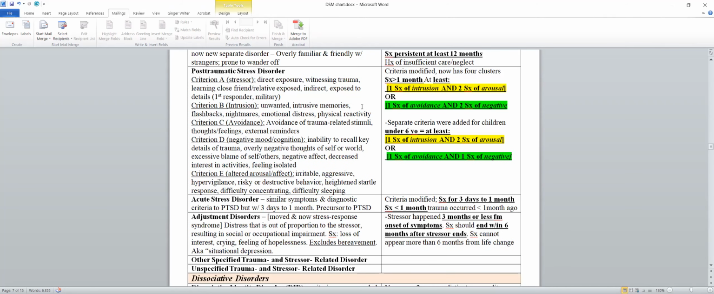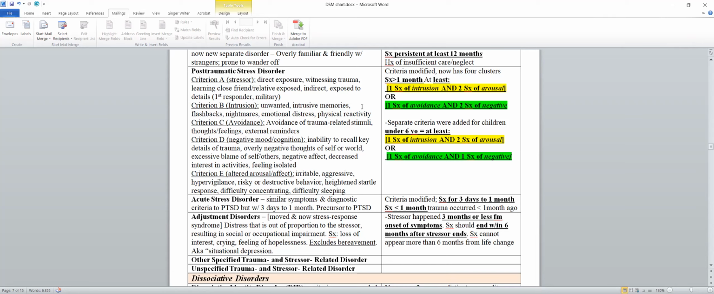Post-traumatic stress disorder. The criteria have been modified and now have 4 clusters. So there's criterion A. I'm just going to list through the criteria first. Criterion A is the stressor: direct exposure, witnessing trauma, learning from a close friend or relative who was exposed, indirect exposure, or exposed to details like first responders and military. Criterion B is the intrusion.